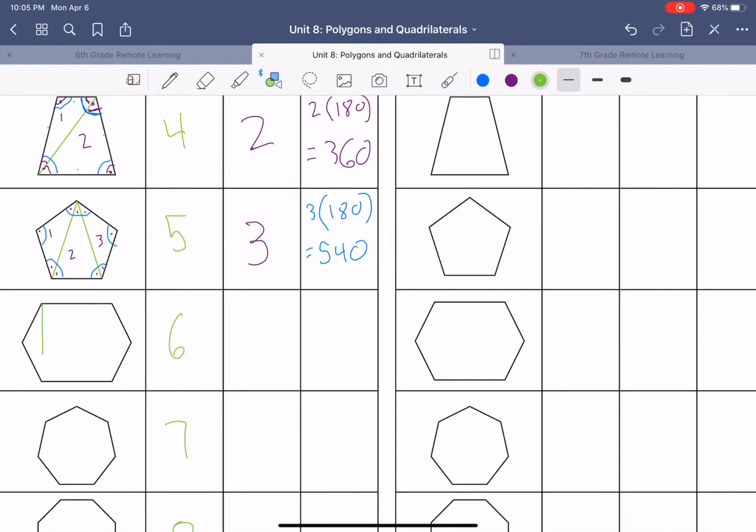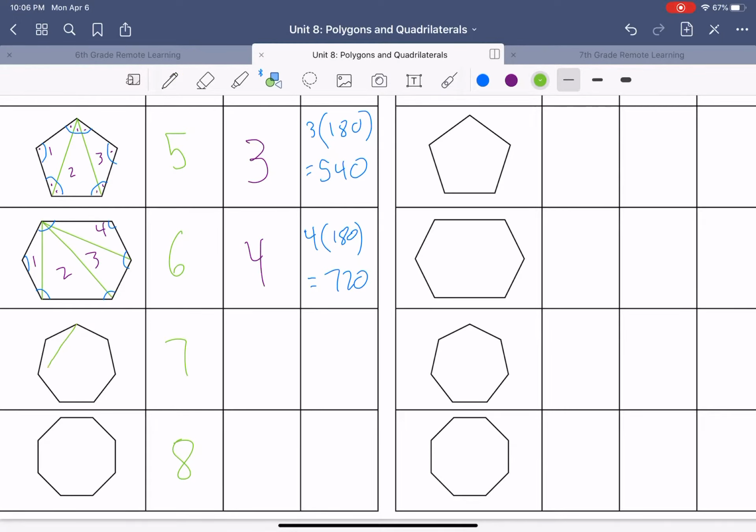Let's see, I'll draw one there, draw one there, and one there. Okay, so I have 1, 2, 3, 4 triangles. Hopefully you're noticing a pattern. And all of those angles together will give me the total angle measure of my hexagon. So that's going to be 720.